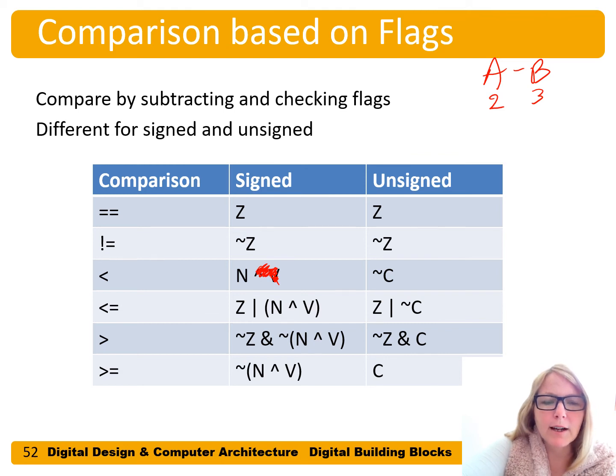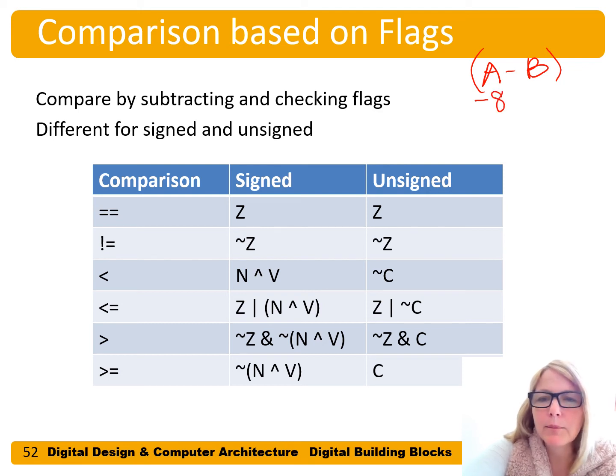And so, in fact, that's how we take care of it. If overflow occurs, then we have to XOR it with the negative flag to tell us whether A is less than B. So let's do an example here. Let's suppose we're going to perform A minus B, trying to tell if A is less than B. We'll do 4-bit comparisons. Let's suppose A is minus 8 and B is 1 or something. And so we know we're going to get overflow with 4 bits.